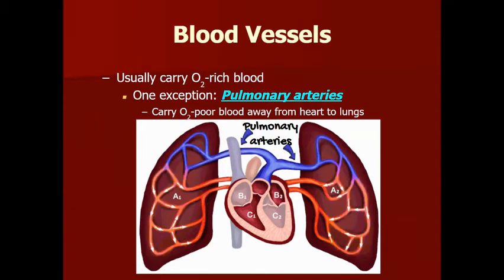Arteries usually carry oxygen-rich blood. There's one exception. There are pulmonary arteries that carry oxygen-poor blood away from the heart to the lungs. So pulmonary means lung. Artery always goes away from the heart. So the pulmonary arteries are carrying oxygen-poor blood to the lungs so that it's able to pick up oxygen to eventually go to the rest of the body.